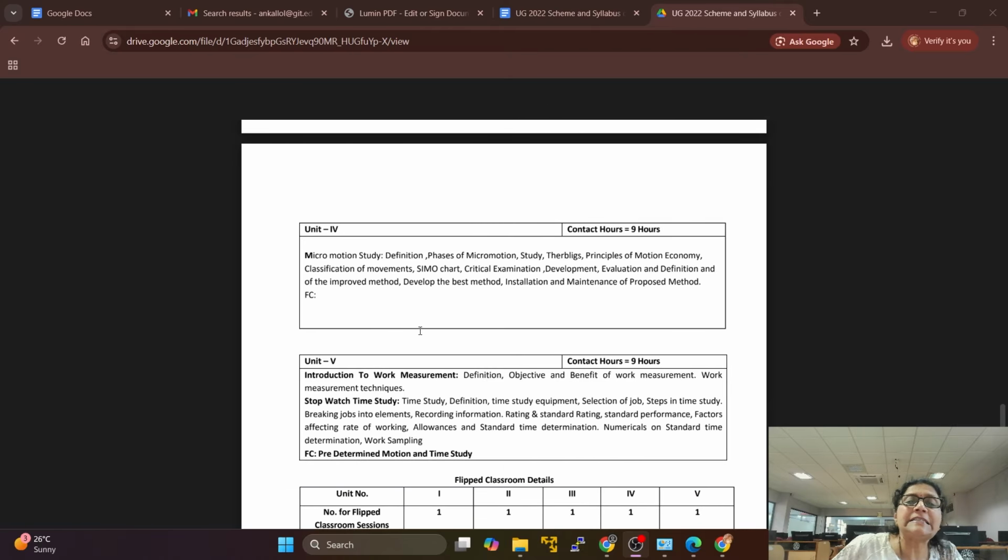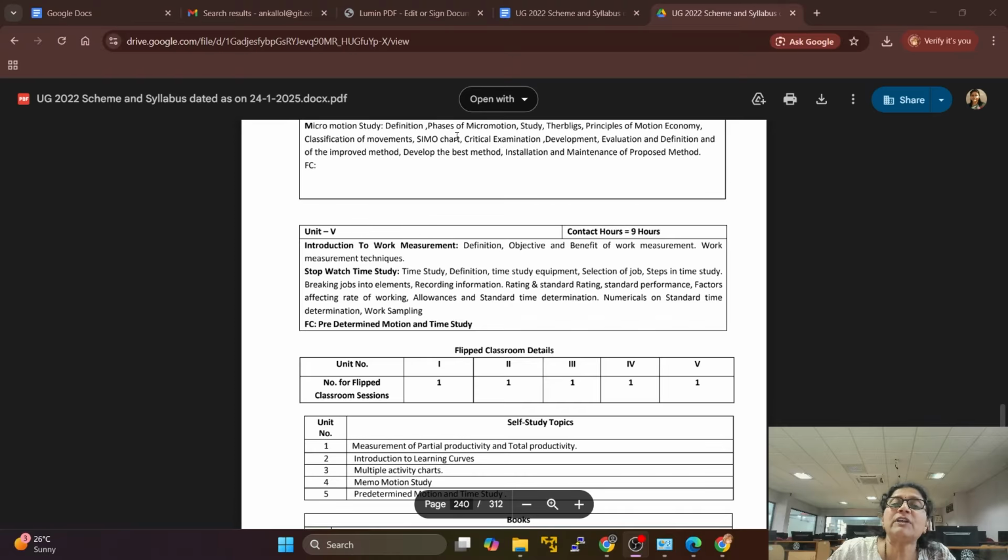Fourth unit is micro motion analysis. Method study is also known as motion study, and the next part of it, if you continue, is related to micro motion study. Micro motion study is related to micro movements, wherein repetitive, short duration types of operations, assembly type of operations, are being carried out. There we are going to apply this study or analysis. There you are going to learn about phases of micro motion study, therbligs, principles of motion economy, SIMO chart, and all those things in the fourth unit.